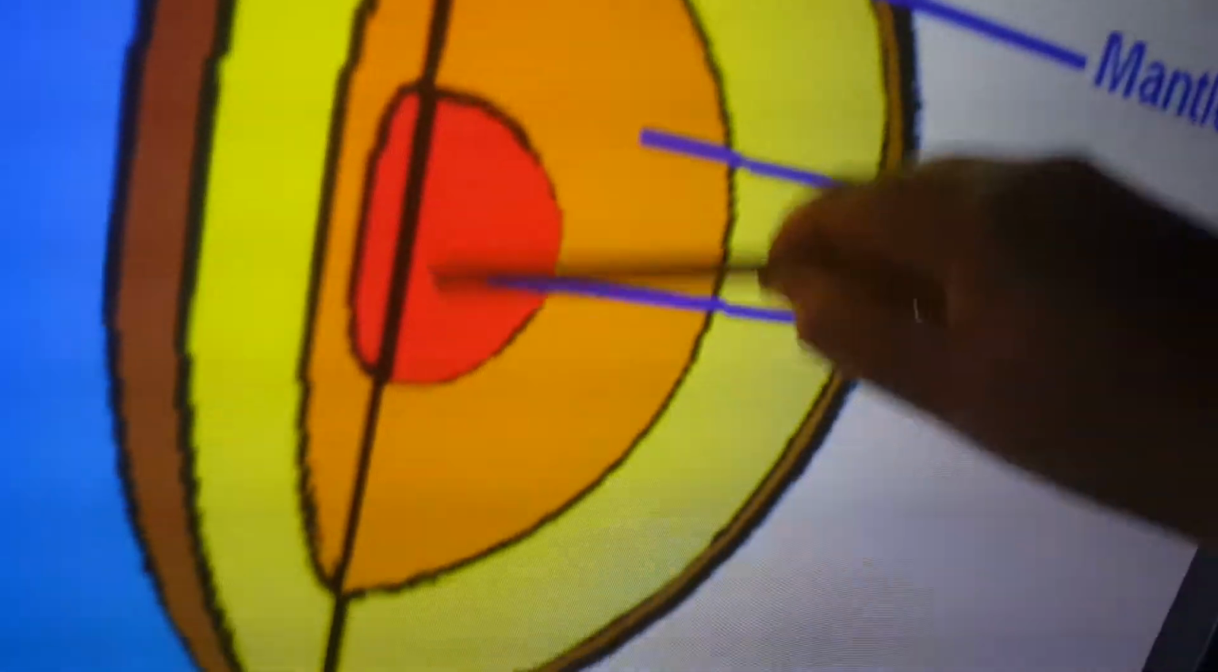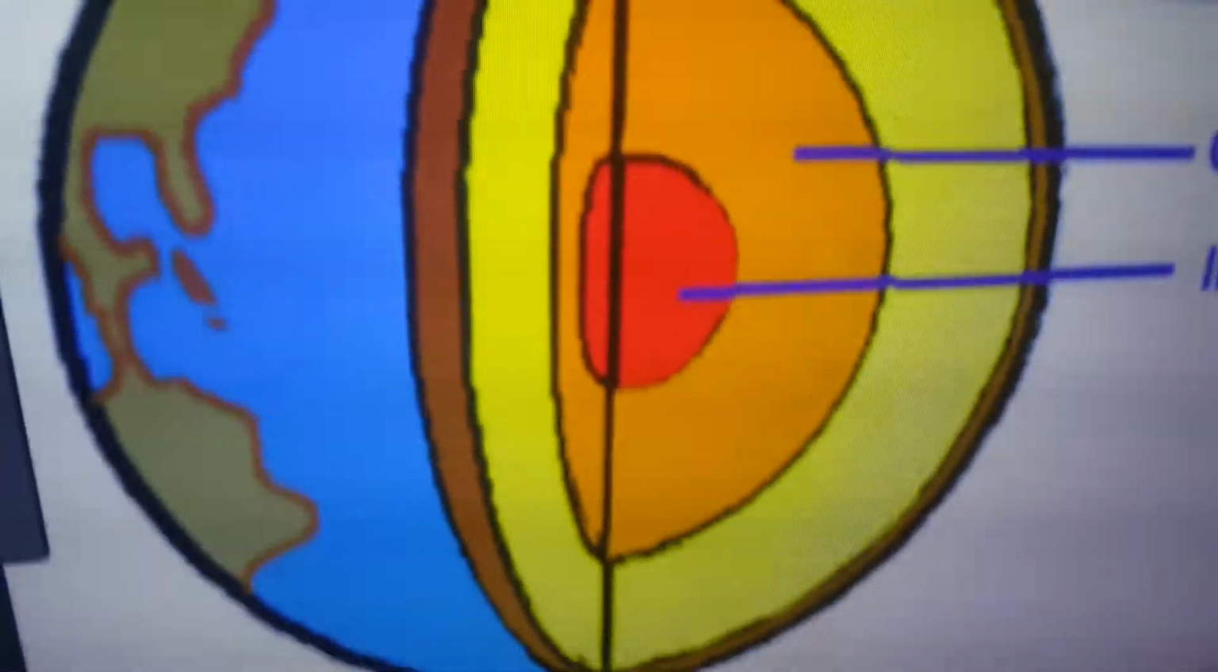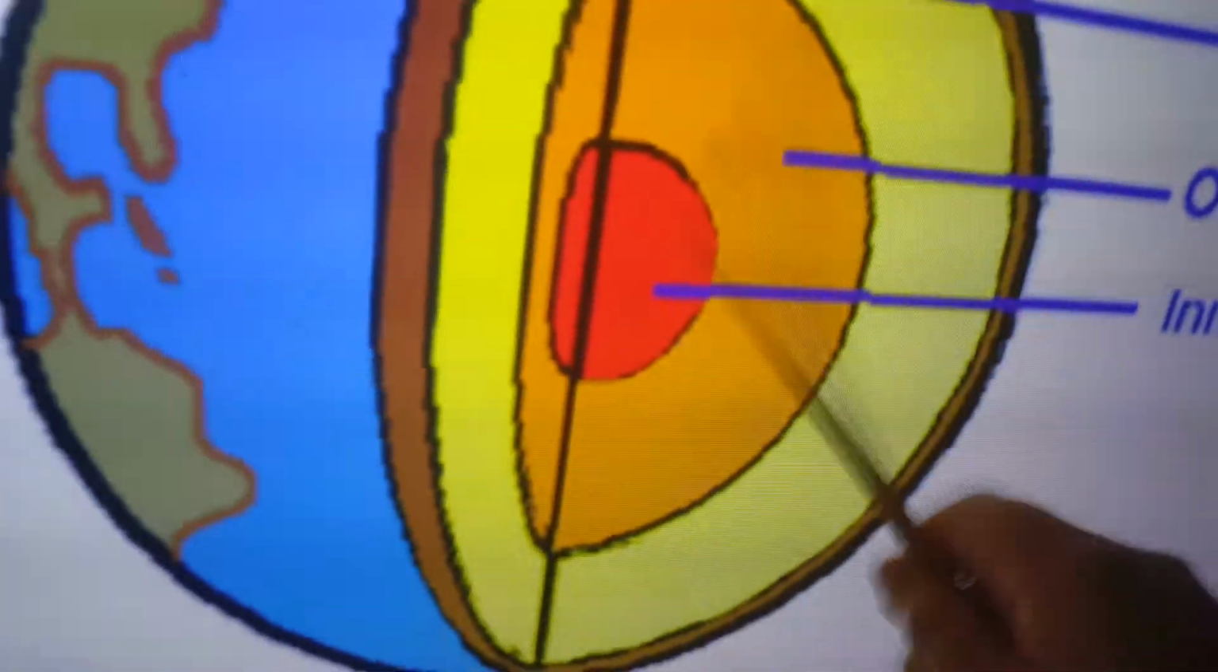So it's the same thing with the core. The water is inside, and sometimes it gets superheated. Not necessarily superheated, but when there's an eruption in the water, when there's lava in the water, it's coming from the core.